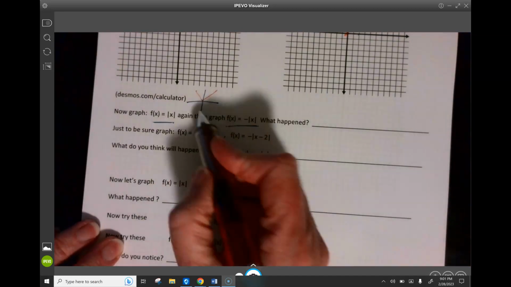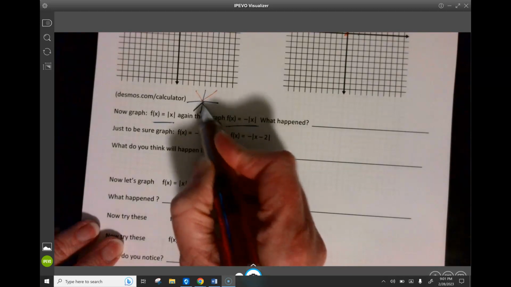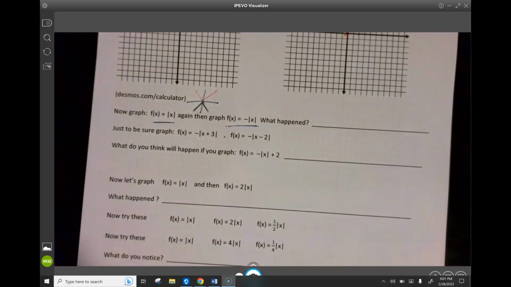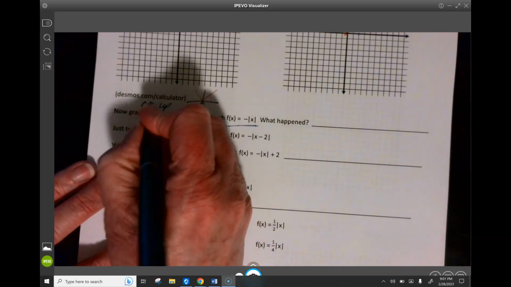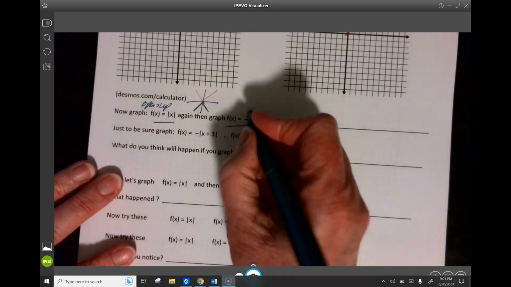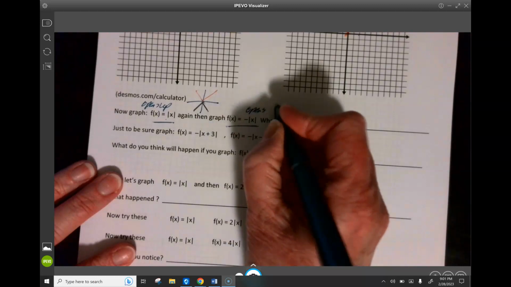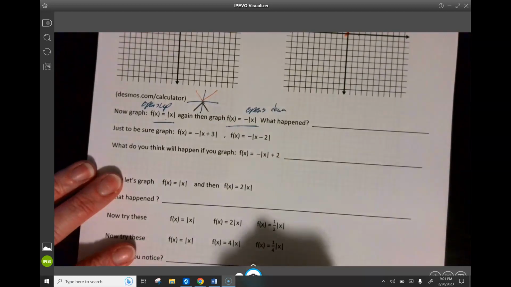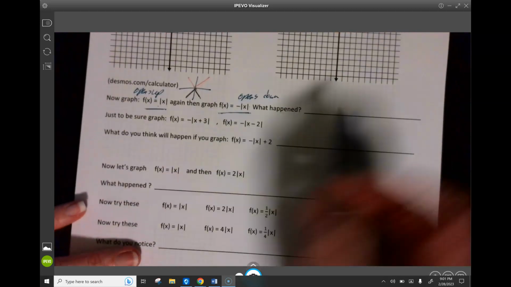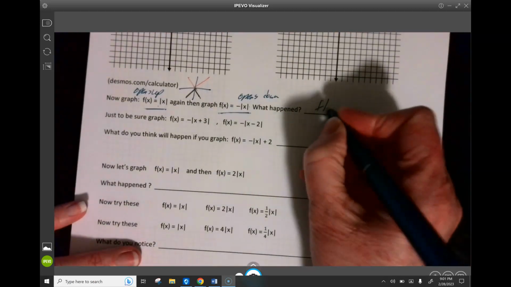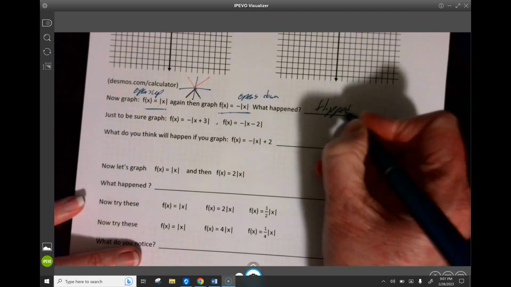And this graph does this, right? So we say that this opens up. It opens up. And this one opens down. Okay? So opens up, opens down. So what happened? It flips. Flipped over the axis.